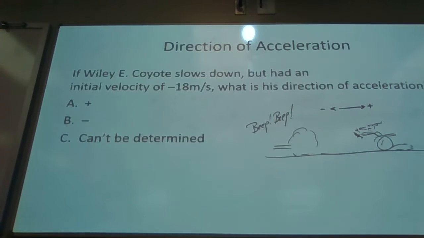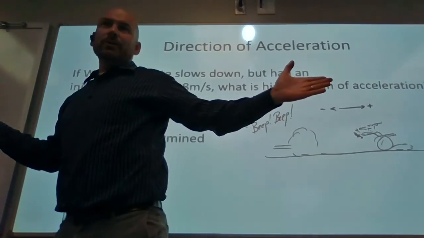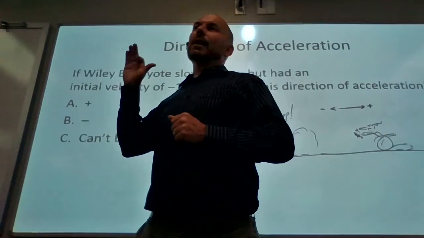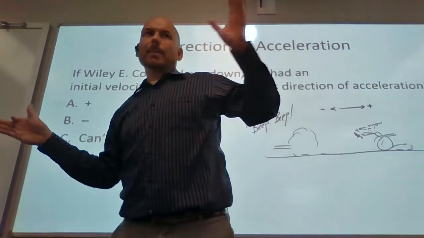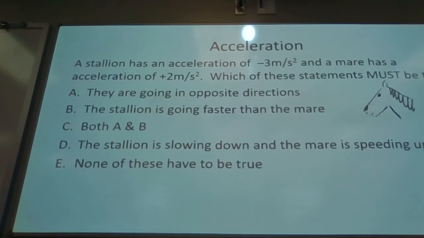Tell your neighbor, tell them why. Correct answer is? Correct answer is A. We're going in the negative direction and we're slowing down. What would the force acting on it to slow down? The opposite direction of motion. So negative force and negative acceleration, we're slowing down, moving in a negative direction. Therefore, acceleration is going to be the opposite direction, opposite sign of velocity. Positive. Good? Okay. This next question is challenging.